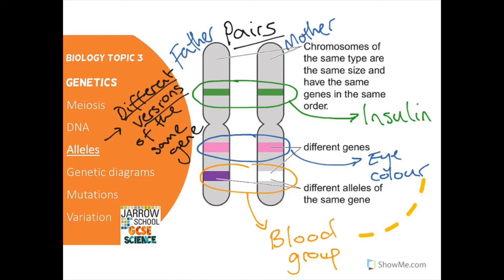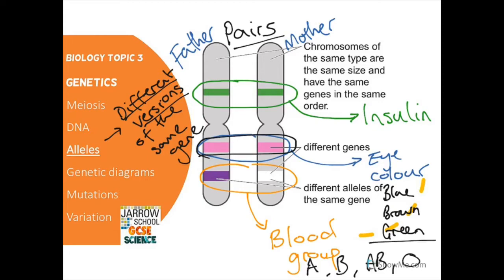So if we're looking at the eye colour gene, we know there's different types of eye colour. You could inherit blue eyes, brown eyes, green eyes. So that eye colour gene is always in the same place, but you can inherit different versions of that gene from your father and mother. And those different versions are called alleles.